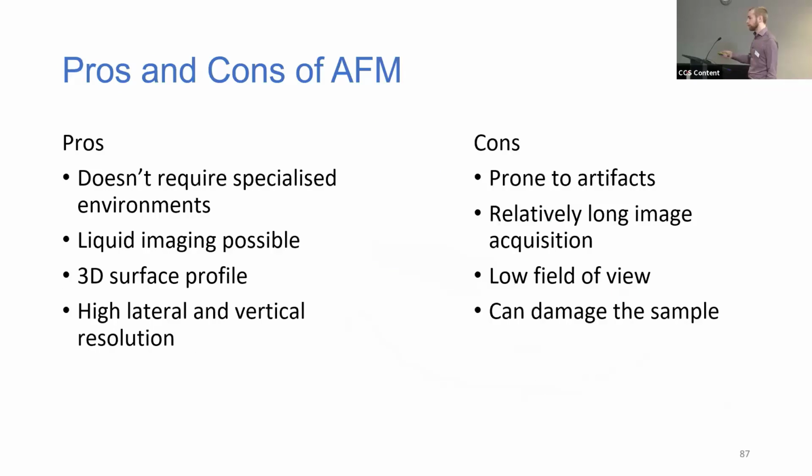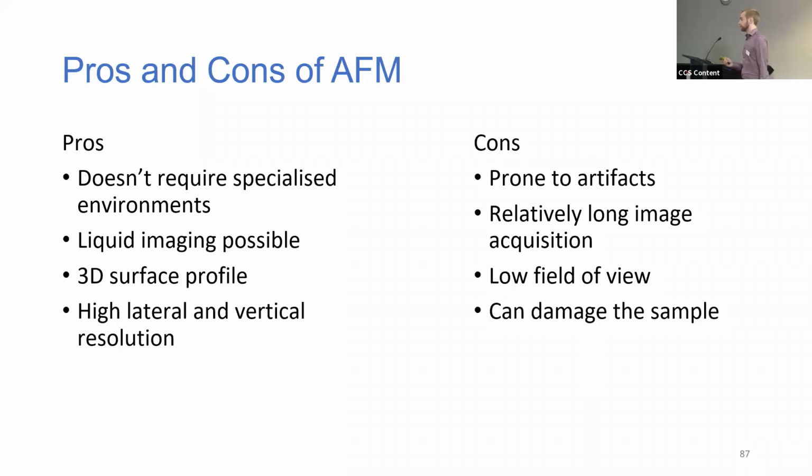So just a few pros and cons. I've already mentioned in the pros that the specialized environment and liquid imaging is possible. But the other thing is we get a true 3D surface profile on our image with which we can actually measure the height. This is in contrast to something like SEM, which, although it appears 3D, there is no way to measure the vertical axis. Apart from this, it has very good lateral resolution, which is limited by the tip size of the probe, which tends to be around 10 to 20 nanometers at the very bottom. It also, as I said, has good vertical resolution.